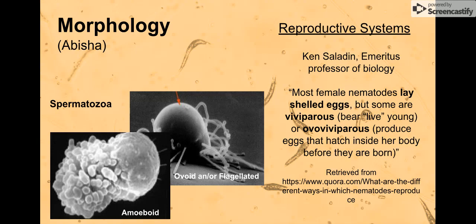So most female nematodes lay shelled eggs. That's simple. Or they can be viviparous, which means they bear live young, or they can be ovoviviparous, which means they produce eggs that hatch inside of their body before they're born. I'm pretty sure a lot of shark species do that.